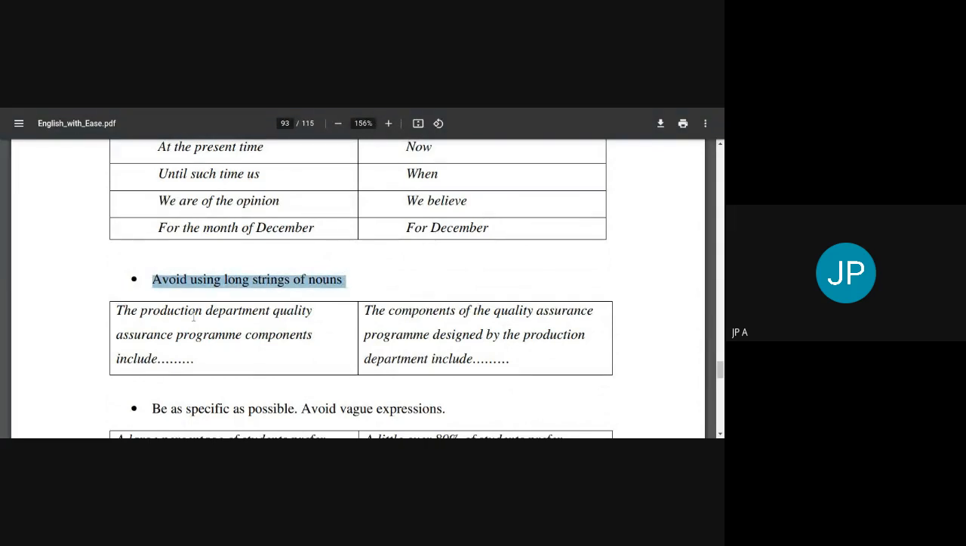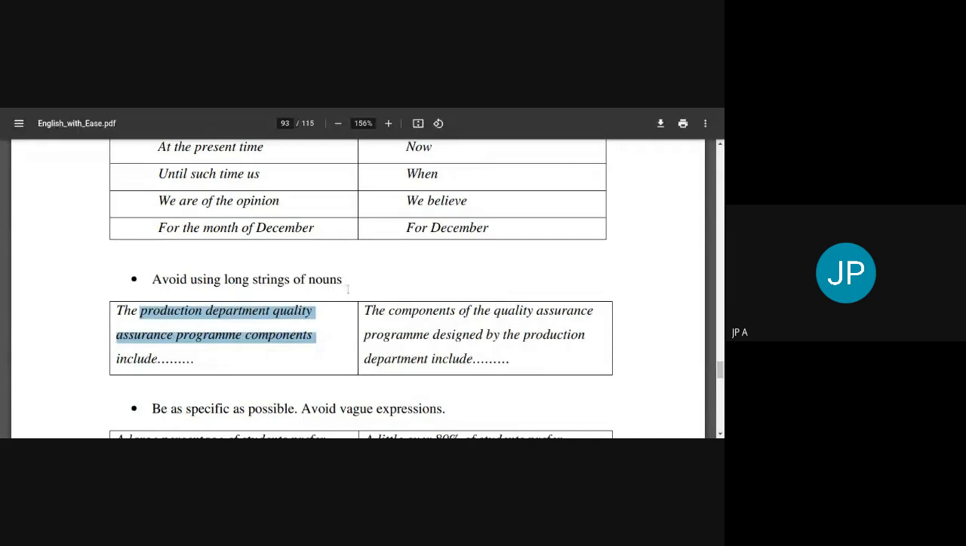Long strings of nouns എന്ന് പറഞ്ഞാൽ the production department quality assurance program components എന്ന് പറയുന്നത് is a long string of nouns. അതായത് ഇതിലുള്ള എല്ലാം, ഈ വാക്കുകളെല്ലാം തന്നെ noun-ആണ്. So instead of that, use different function words. The production department quality assurance program components എന്ന് പറയുന്നതിന് പകരം the components of the quality assurance program designed by the production department എന്ന് പറയുമ്പോൾ it becomes more clarity.